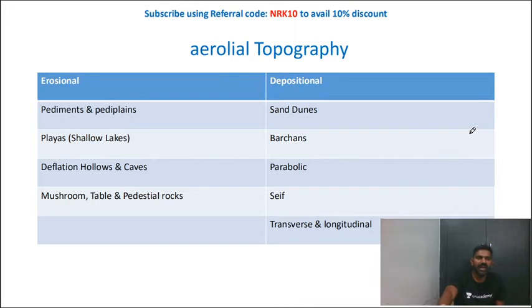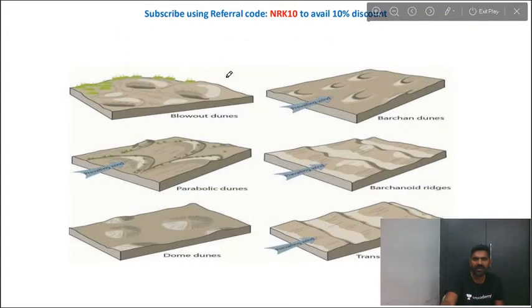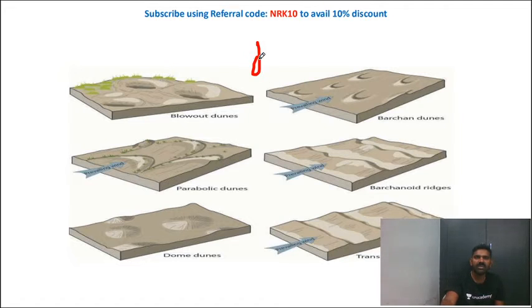And the next one is aeolian topography. Aeolian topography is caused on account of winds. What are the different aeolian topographies? First of all, depositional topographies. When wind is moving, it will create something called dunes. These are called sand dunes.